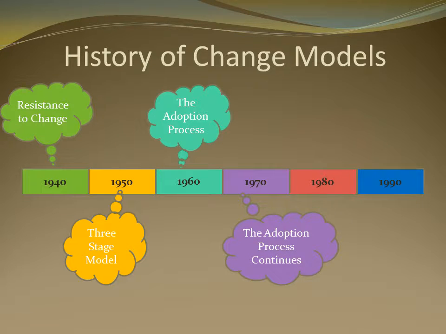Everett Rogers presented the adoption process in the 1960s and 70s. In his model, he focused on 5 steps: awareness, interest, evaluation, trial, and adoption. The basic model is still used today by many leaders.